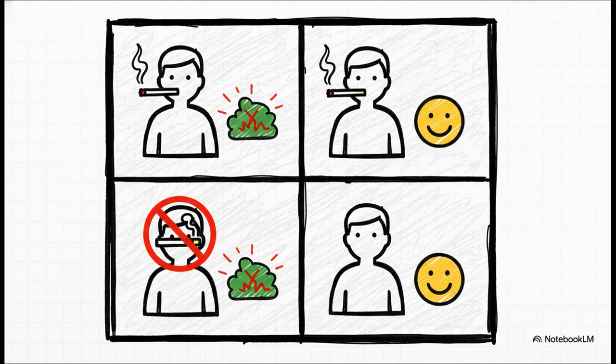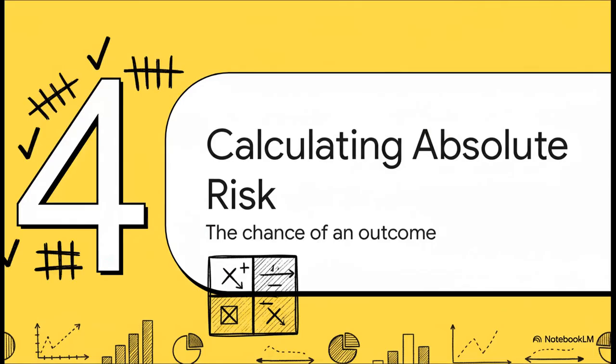Cell C is for folks who were not exposed but got the outcome anyway, the non-smokers who still got lung cancer. And finally, cell D is our group that was not exposed and did not get the outcome, our healthy non-smokers. All right, now for the really fun part. With everybody all sorted into their proper boxes, we can finally start doing some math.